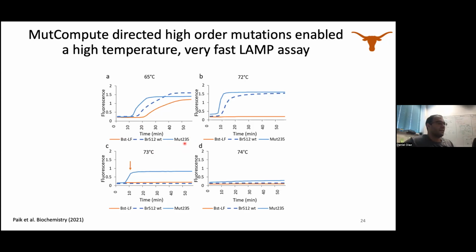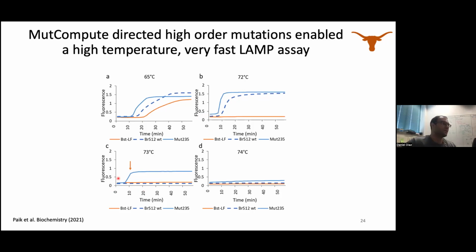So you can see at 65C, which is usually where most LAMP assays are done, we got significant improvement from orange to the blue line. We were able to get a result that moved from about 24, 25 minutes down to about 12 to 15 minutes, and it was actually doing better than the commercially available enzyme. And then upon heating it up to 72, you can see our starting point that we started engineering from dies, but the commercially available protein is still working. But we're now getting results in under 10 minutes at 72.